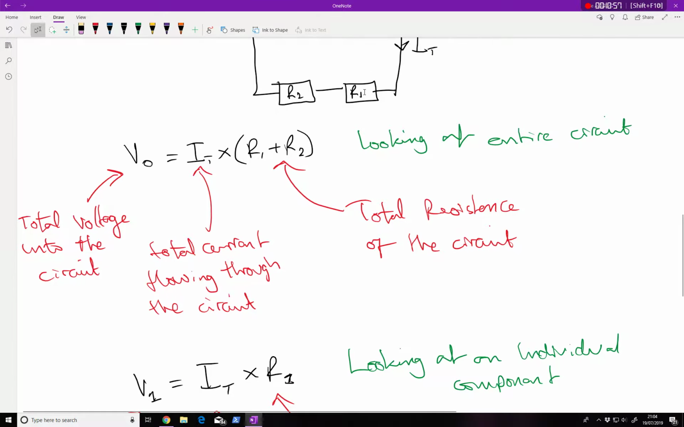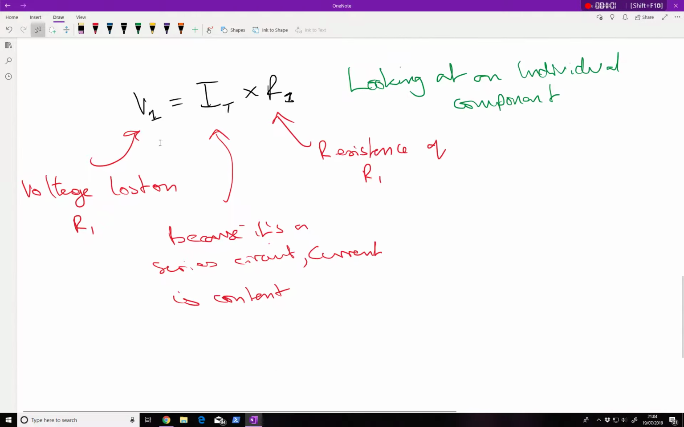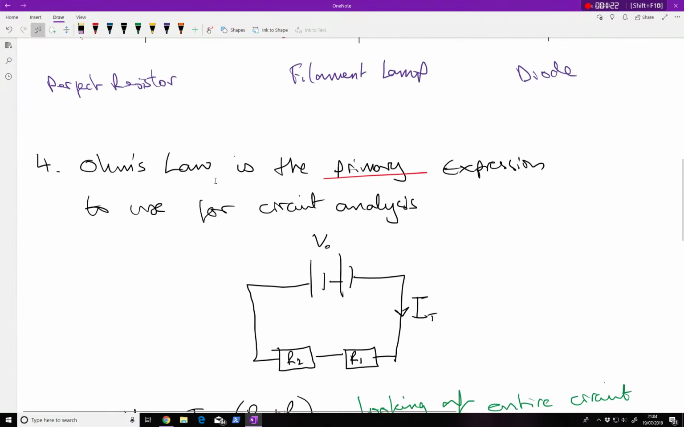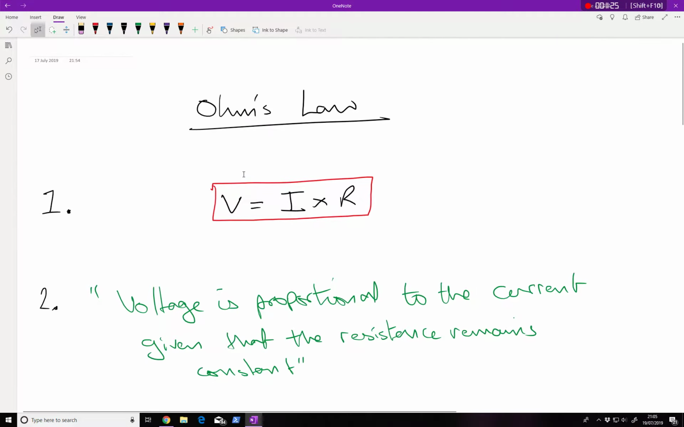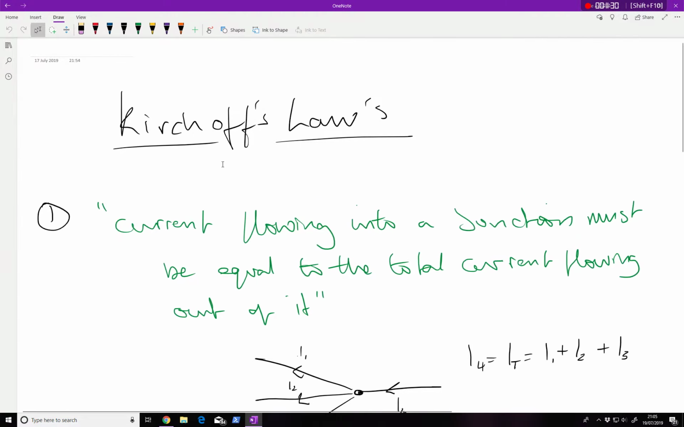So if I was to look at just this resistor and put a voltmeter there in parallel, I can see the voltage lost on R1. Because it's a series circuit, the current stays the same. And the resistance of R1 is basically the resistance of R1. So I can use V equals IR to tell me about what current is flowing through R and the voltage dropped across it. So it's a very, very helpful equation to use.